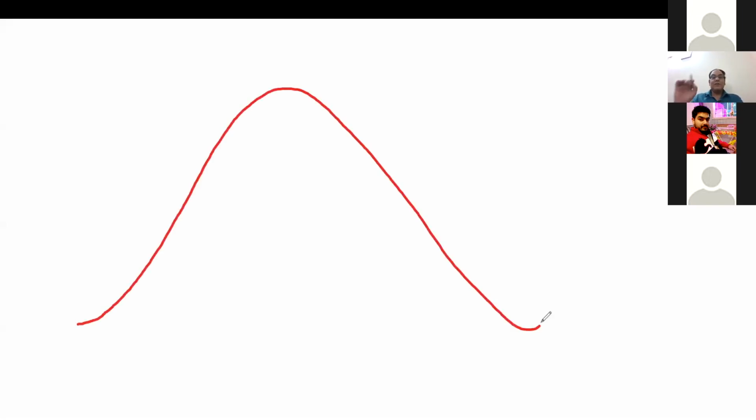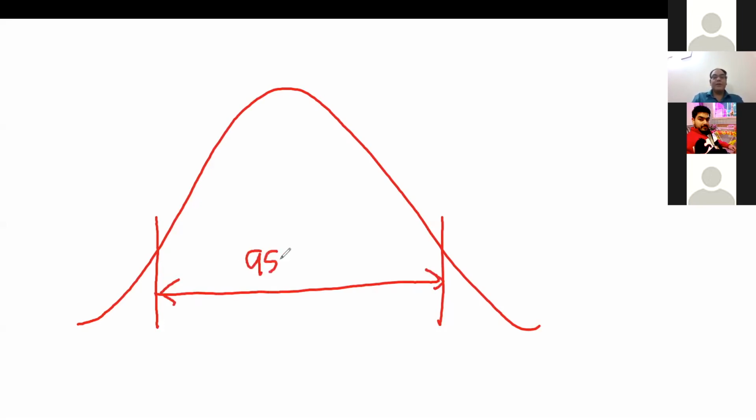I hope you understand the p-value method. Now I'm going to explain the mathematics of the p-value method, because without understanding that, you will not get clarity. So again, I'm going to the whiteboard, and this is the normal distribution, and this is my 95% confidence level.